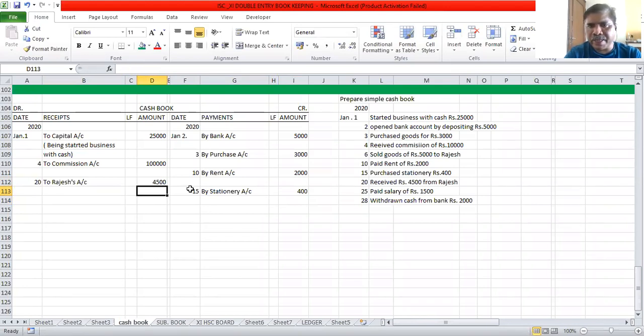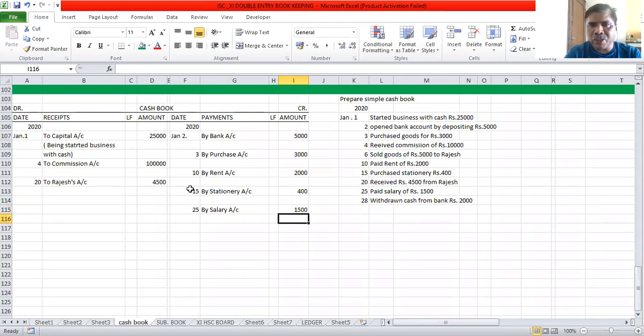On the 25th, paid salary rupees 1,500. Where should I record? In payment side, credit side. Date that is 25. By salary account, amount is 1,500. Being salary paid.